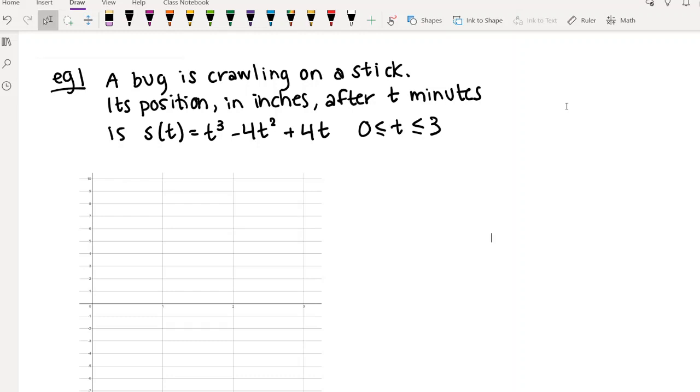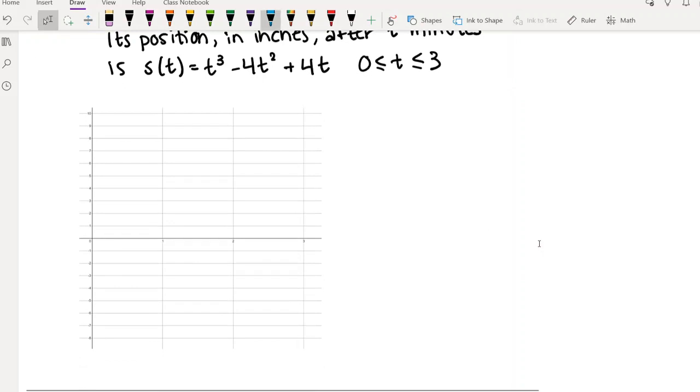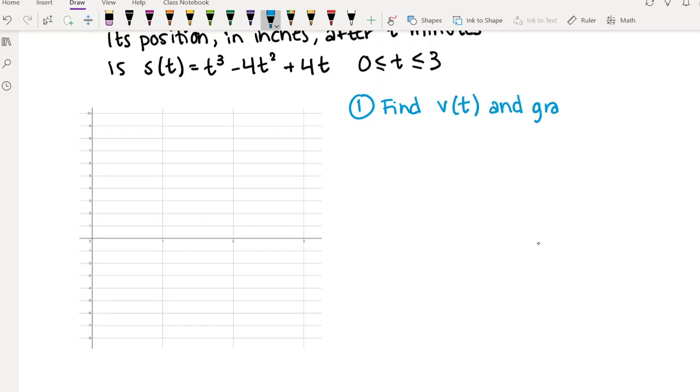And the nice thing is that when you take the derivative of a polynomial, like our position function here, it becomes a simpler function, right? So the velocity and acceleration functions are both going to be simpler functions to work with. And just by graphing those two, that will tell us most of what we would need to know about this bug. Okay, so the first thing we want to do, let's start by finding the velocity function, and we're going to graph it.